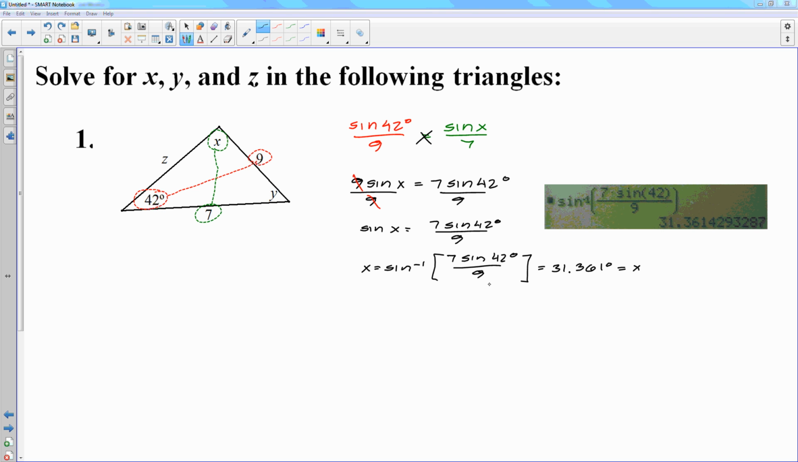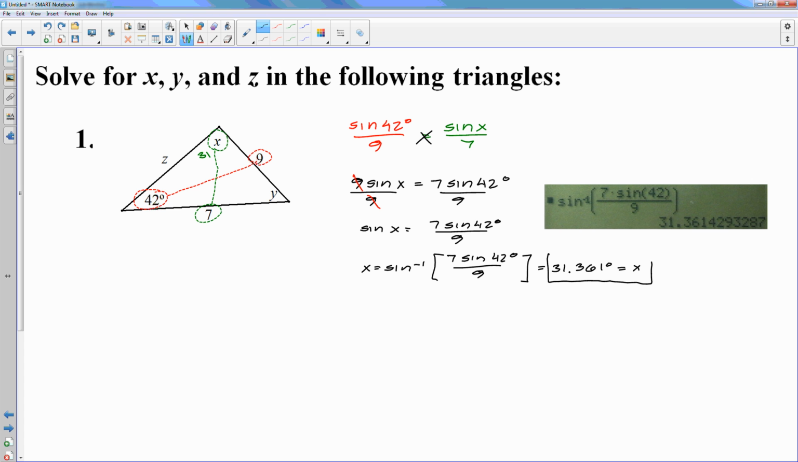Alright, so I solved that and ended up doing the inverse sine of all of that. I got x to be 31.361 degrees, and then I'm going to check and make sure that that makes sense. If x is 31, let's see, 31 degrees is smaller than 42, so opposite 31 is 7, which is smaller than the side opposite 42, so I'm happy with this answer.